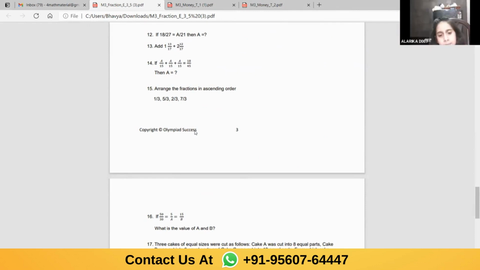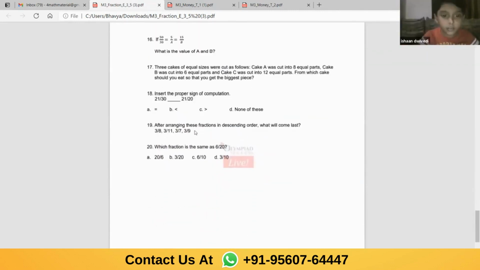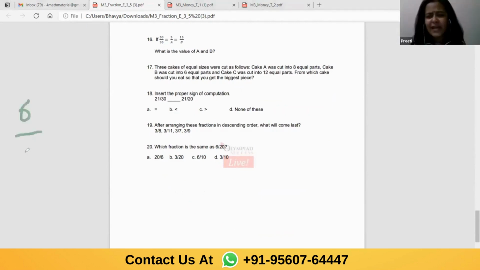Okay, Ishan, is there a doubt in this sheet? Question 20, ma'am. My answer is 20 by 6. Is it correct or not? Acha, which fraction is same as 6 by 20? 3 by 10. Yes, you just have to reduce the fraction. Both of them should be equivalent fractions, Ishan. Ma'am, my answer is 3 by 10. 3 by 10 is correct. Yes, this is correct.